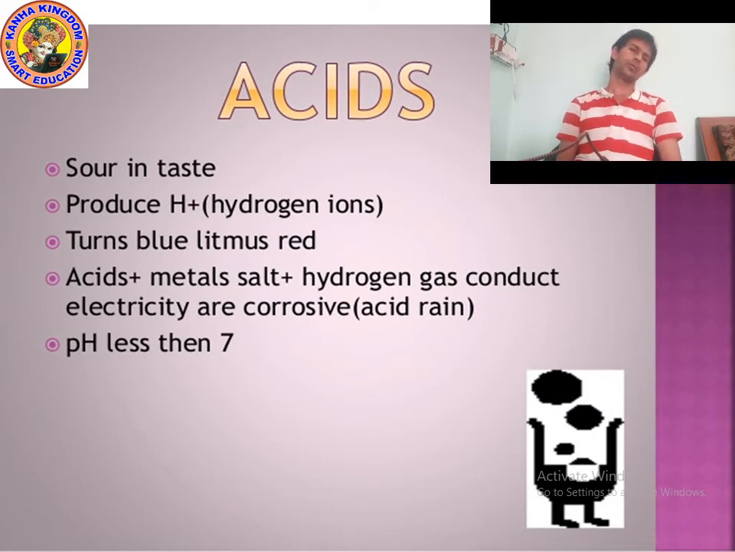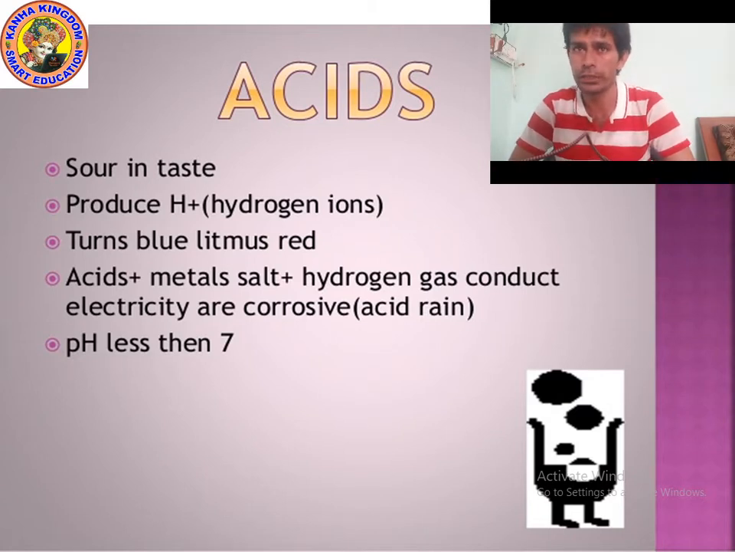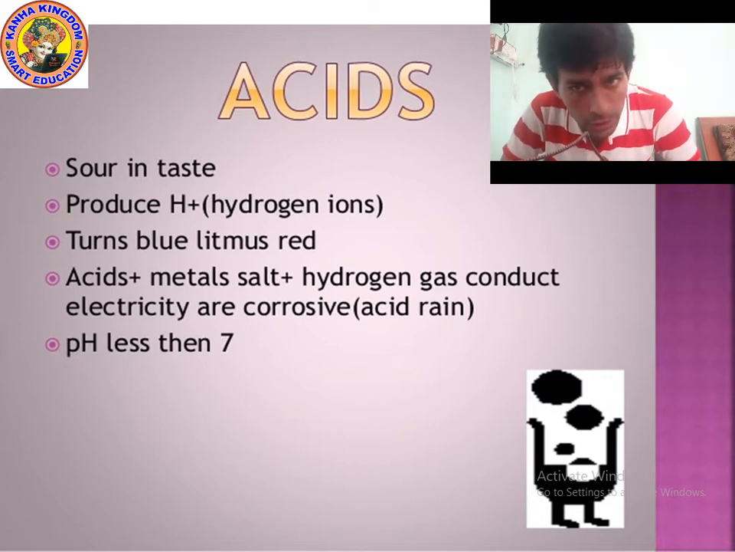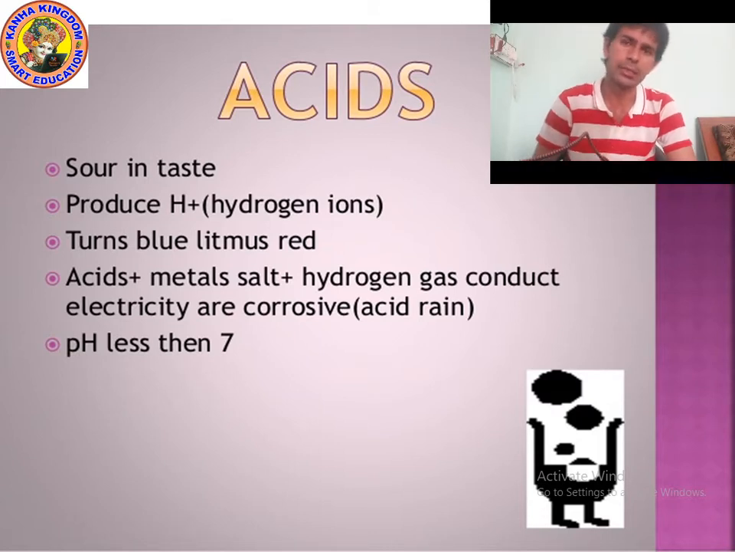So kids, I hope that you understood the meaning of acid. Acids are sour in taste, produce hydrogen ions, and turn blue litmus into red. There are many indicators. Litmus is an indicator, China rose is an indicator, even turmeric is also an indicator. The pH scale is a scale which shows acid and base, and for acid the value is less than 7. I hope you understood. Now let's see some examples.